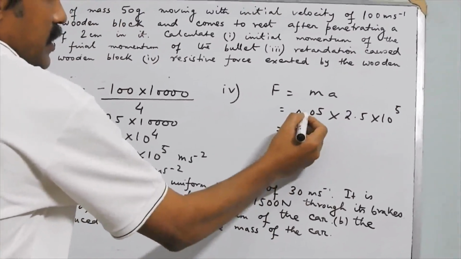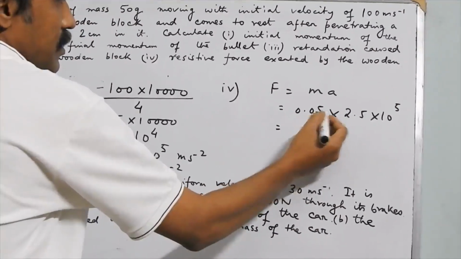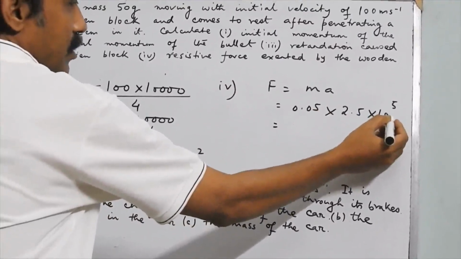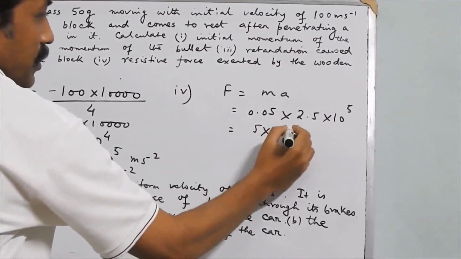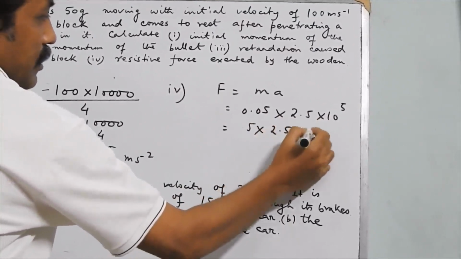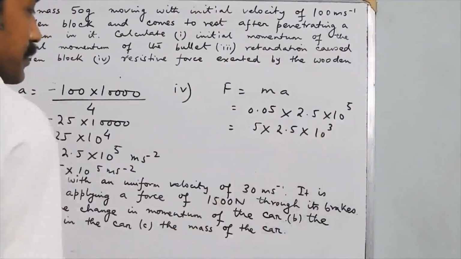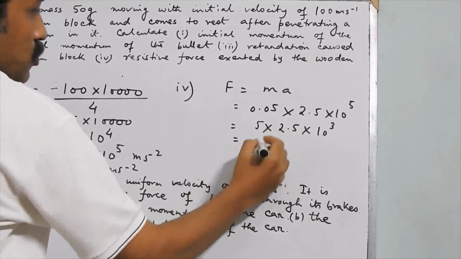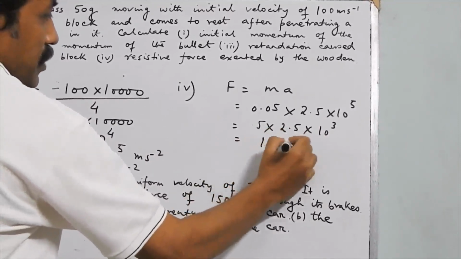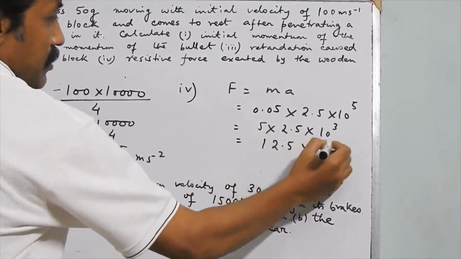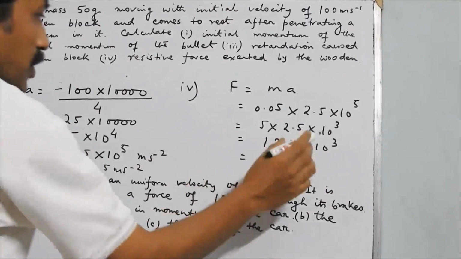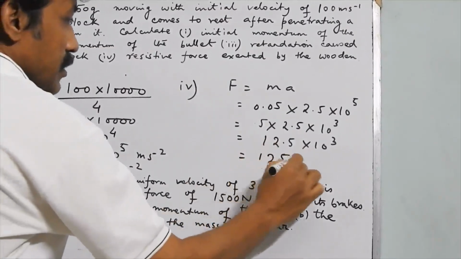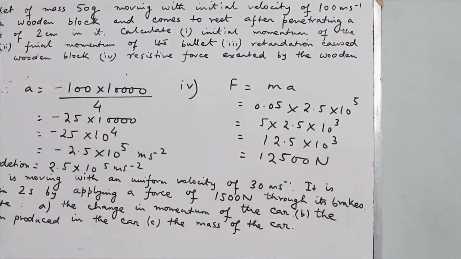So you can shift 2 zeros here. So from here you can omit 2 zeros. So you can write this as 2.5 into 10 to the power 3, which means 5 into 2.5 is 12.5, or 12.5 into 10 to the power 3, which gives you 12,500. So this is 12500 Newton.